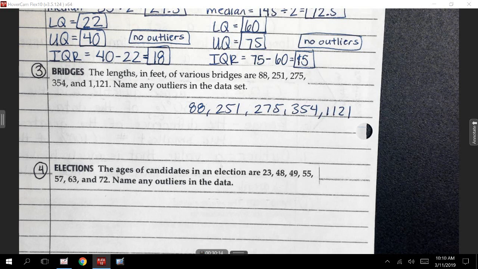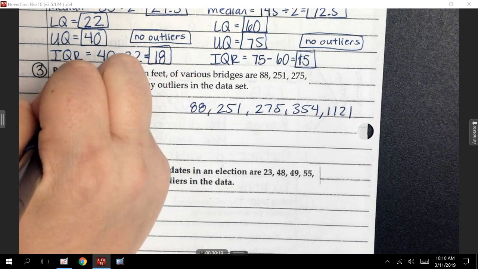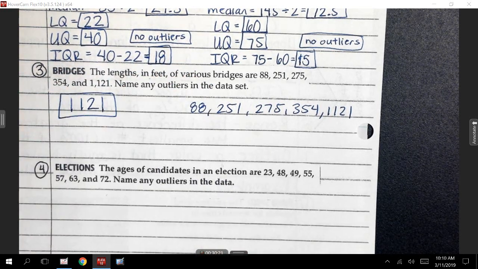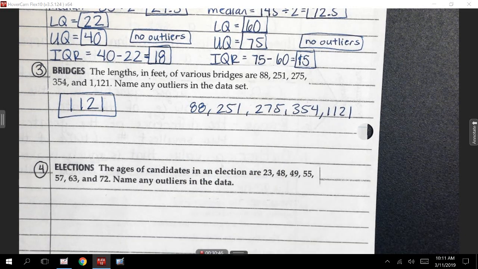Braden? 1,121 is definitely way different than the others. Juliana? 88. It is, but if I look at 88 compared to 251, 275, 354, like when I'm comparing those, it is a little over 100 away. But is it one that's like way far away? If I'm already talking about numbers in the hundreds, does like 100 far away seem that big of a deal? No. So the only outlier here is the 1,121.